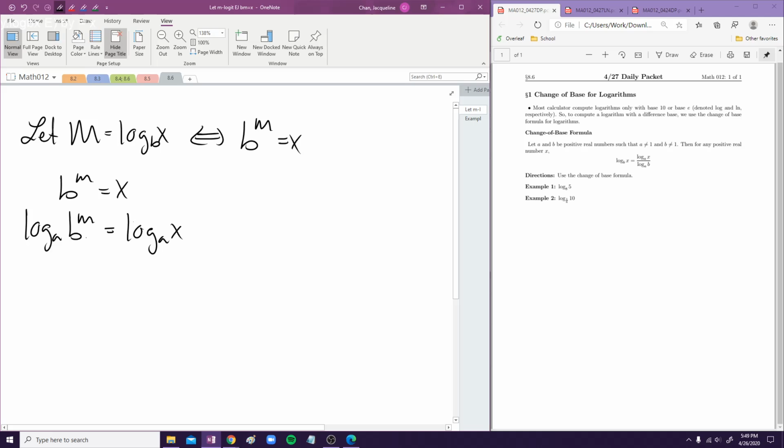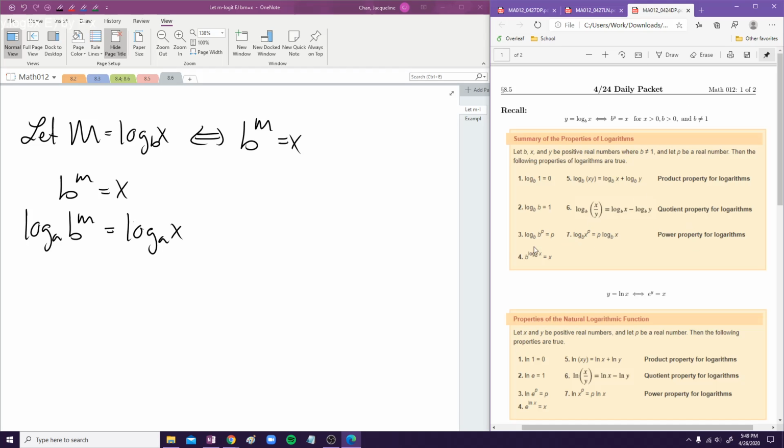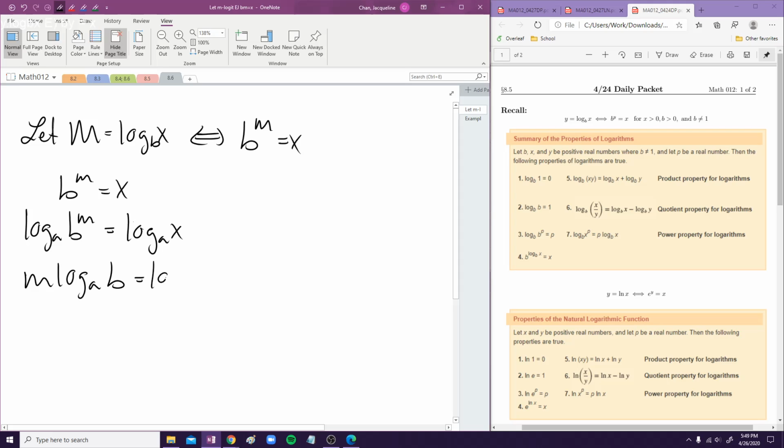Right? So now what am I going to do? I'm going to use the power property. So let's go back to this one. What does it state? If I have the argument to a power, what can I do with the power? I can make it a coefficient. So this is m times log base a of b equals log base a of x. Okay, so this was property 7. Okay, so let's get m by itself. So then m is equal to log base a of x over log base a of b.